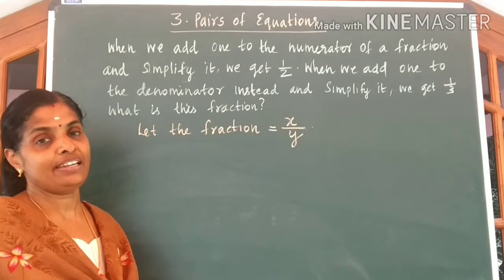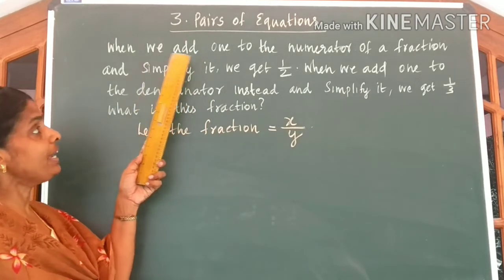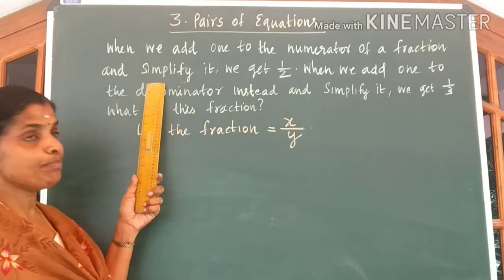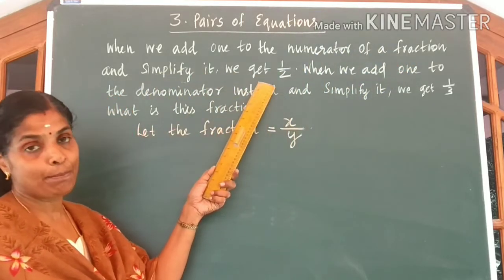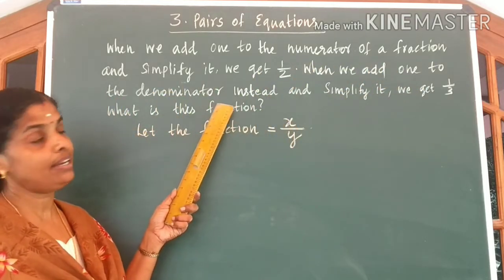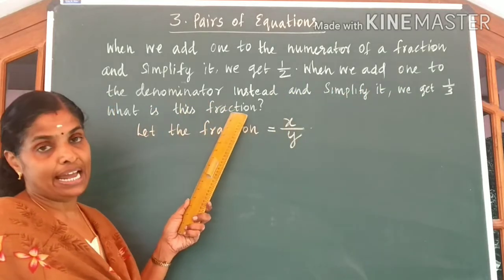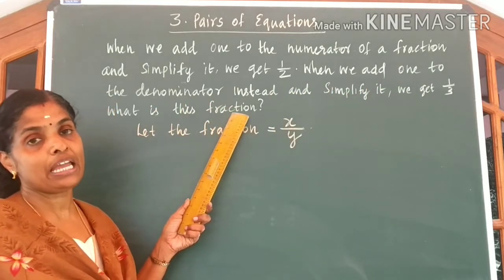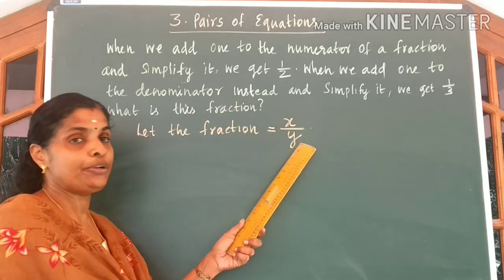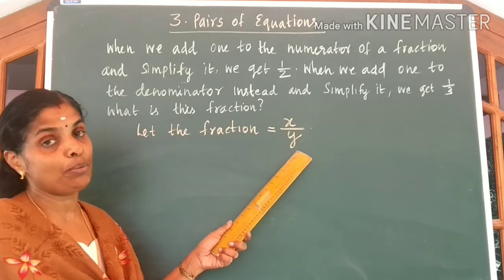Look at the third question. This is an important question for your exam also. When we add 1 to the numerator of a fraction and simplify it, we get 1 by 2. When we add 1 to the denominator instead, we get 1 by 3. What is this fraction? Since we are talking about a fraction, we can consider the fraction to be equal to x by y. X is in the numerator, y is in the denominator.